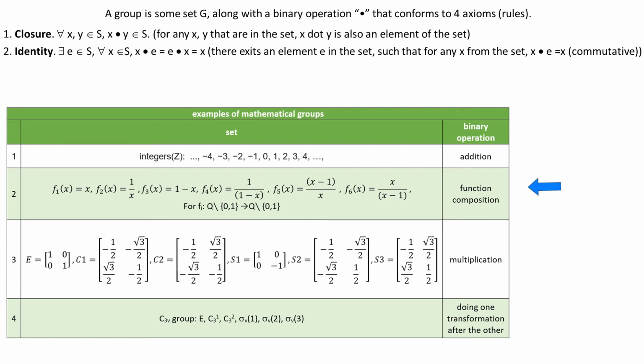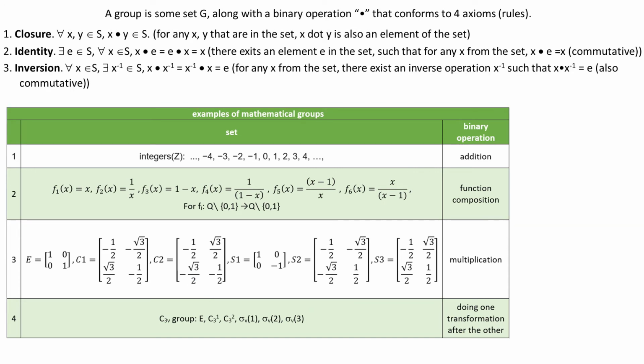The second example is with function composition. Just ignore it if you're not familiar with it. If you are, then the identity element is of course f of x equals x. Then the matrices, the identity element is obviously the identity matrix, which always leaves the other matrix unchanged when you multiply one by the other. And then finally, for the last example, the identity element is the identity operation.